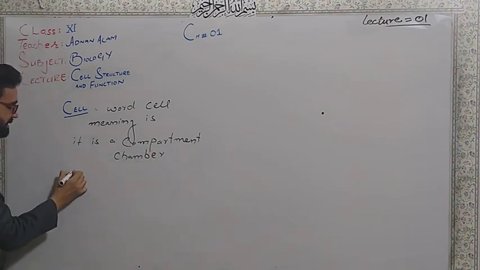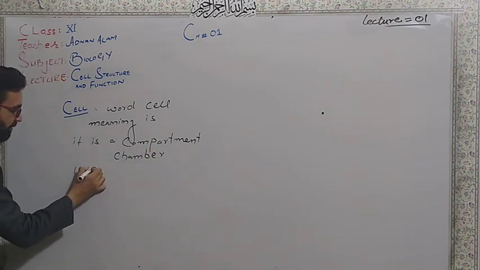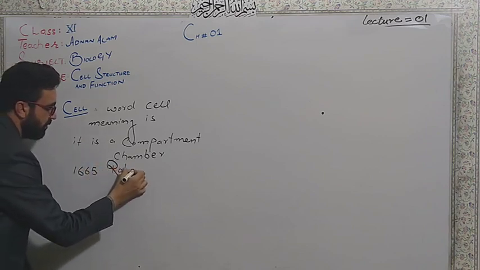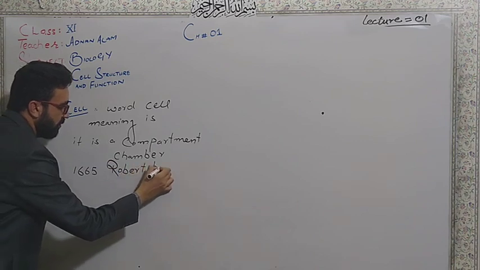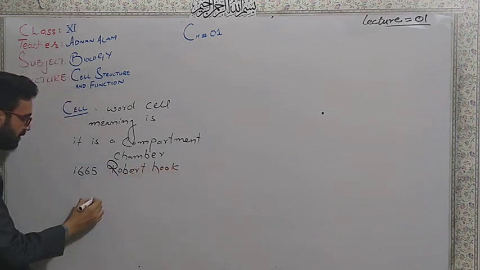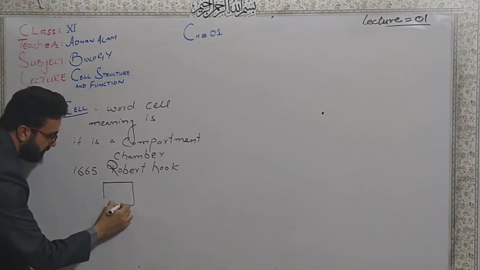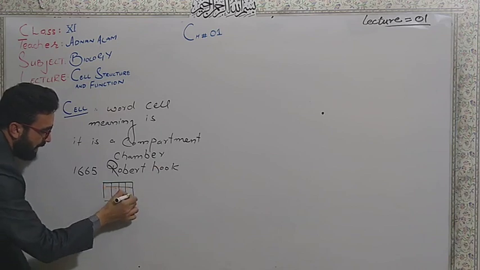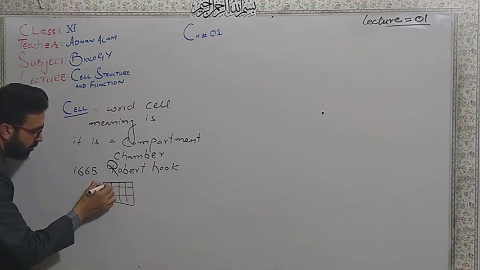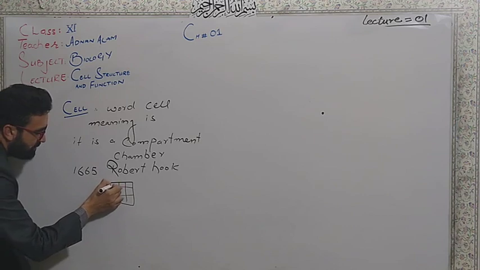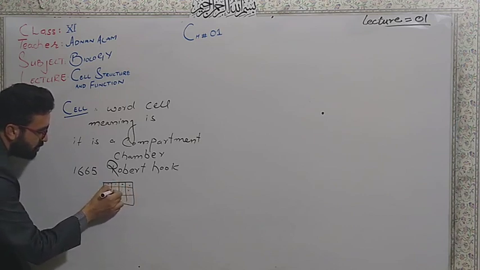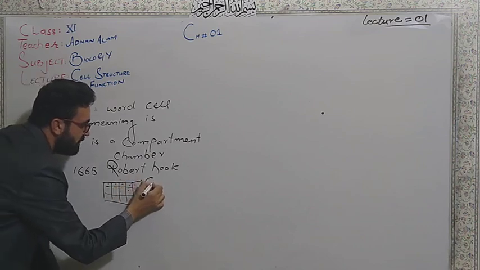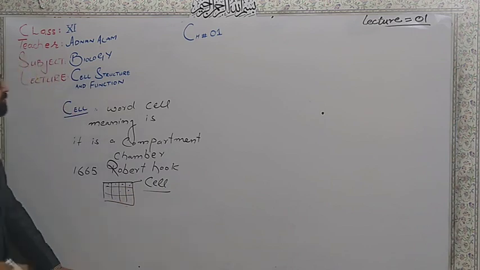And in 1665, Robert Hooke discovered the cell. He took a piece of cork bark, studied it under the microscope, and observed small chambers, and these chambers were given the name cell.